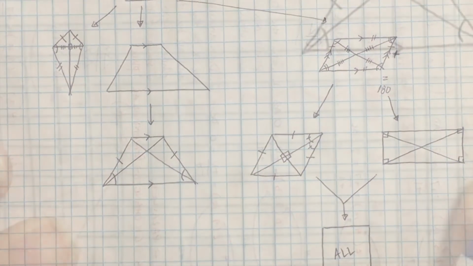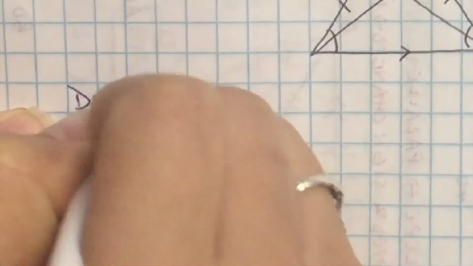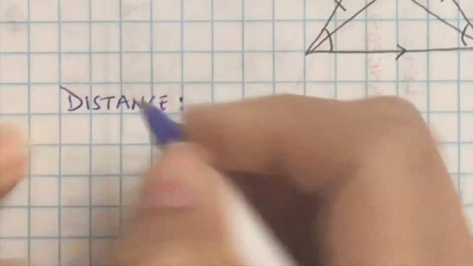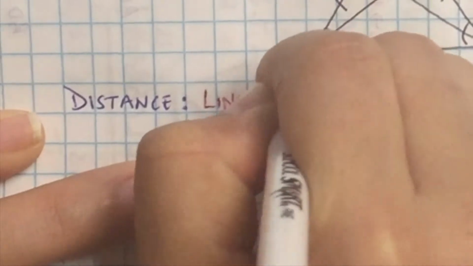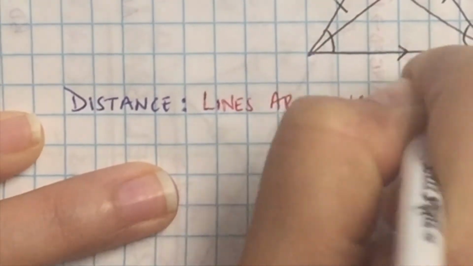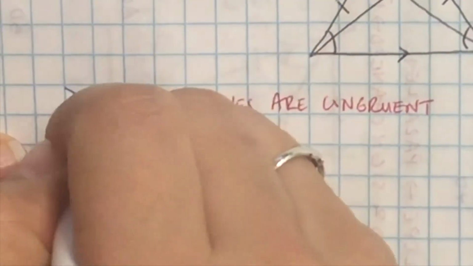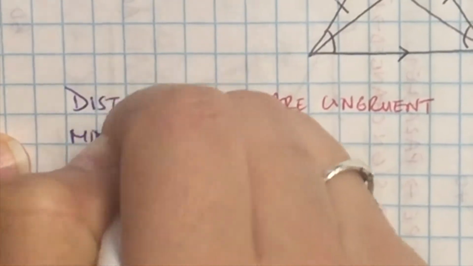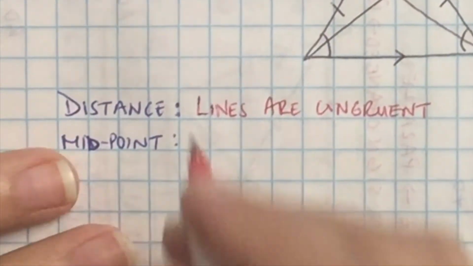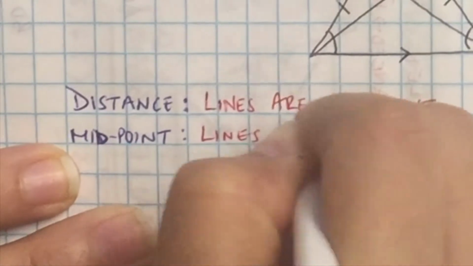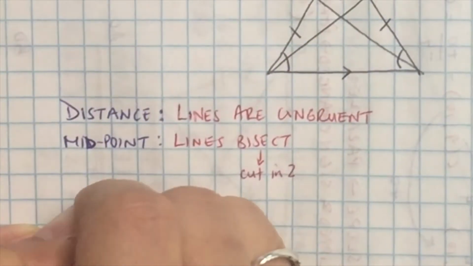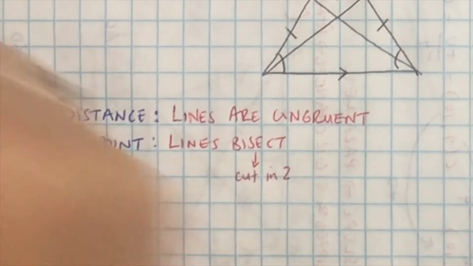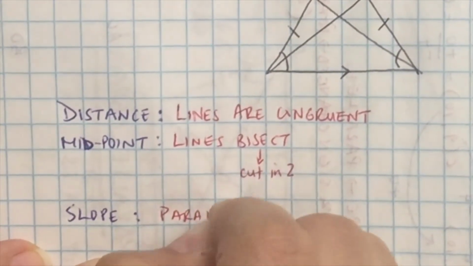Okay, so that's a quick review of the properties. You have to know them. Okay, now let's get to why we need this. A couple of things that you need. Distance. When you're talking about distance, you're talking about proving lines are congruent. Lines are the same when the distance is the same. When you're talking about midpoint, you're trying to show that lines bisect each other. What that means is that they cut each other in 2. And then when you're talking about slope, you're talking about whether the lines are parallel or perpendicular.